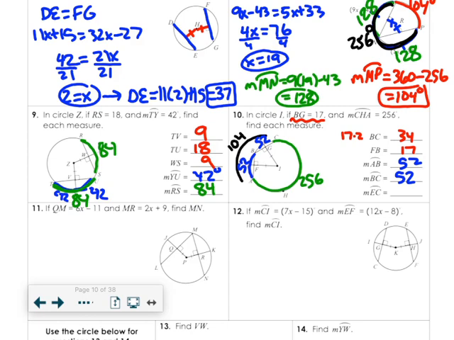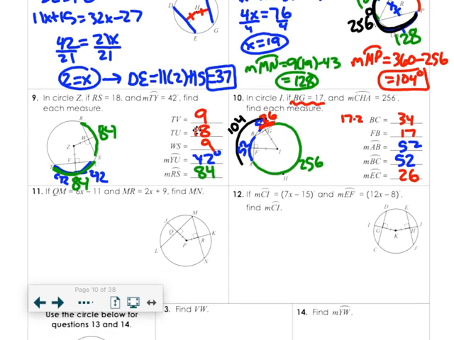And then the measure of arc EC. EC is just this little piece right in here. I kind of covered over the E with my 52, but this is going to be half of 52, so that's 26. Hopefully those make sense. Those pictures came in a little bit small, so hopefully you're able to work with those.